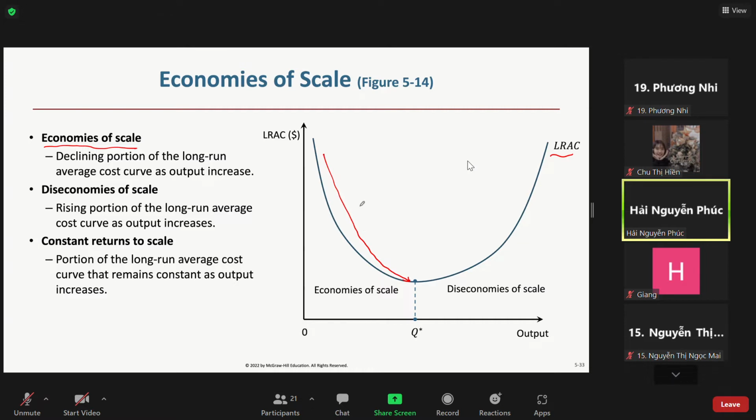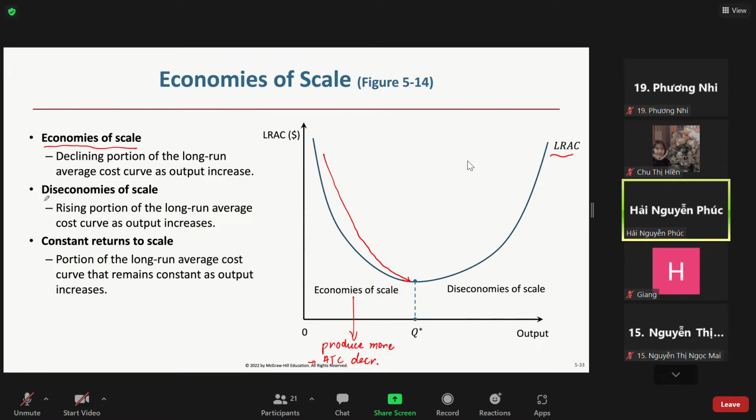It means that if we produce more, then ATC will decrease. And that is the definition of economies of scale. This helps us explain why many firms in practice want to achieve economies of scale. They want to increase the output in order to decrease the average cost per unit.